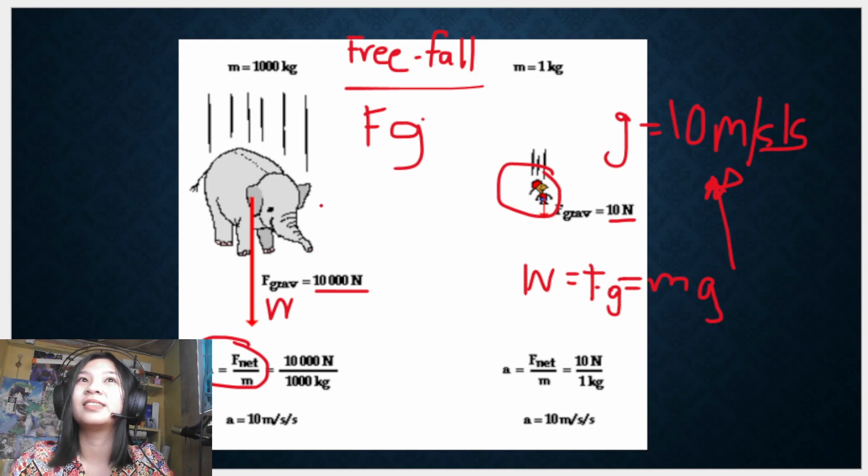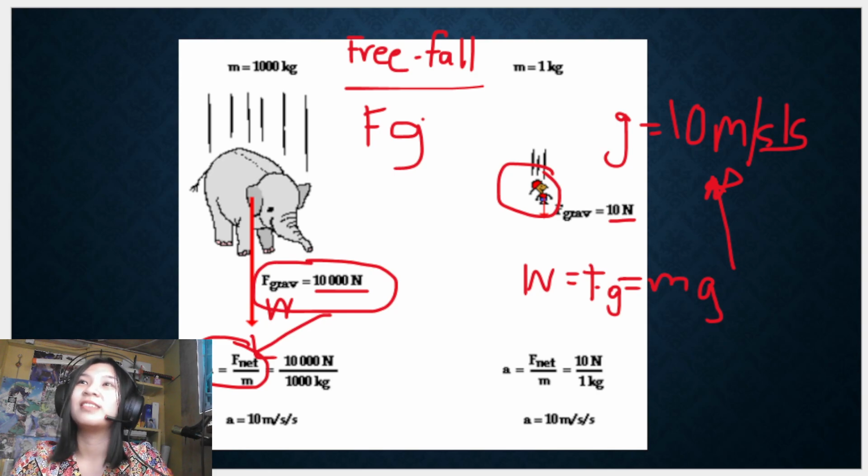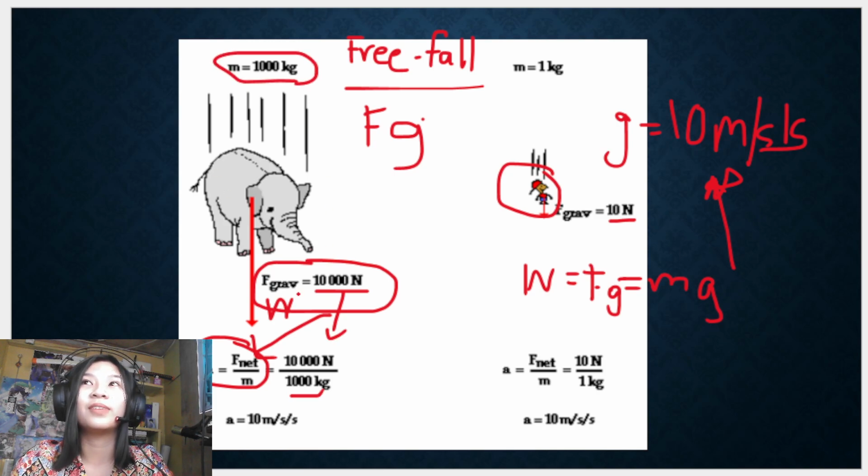So here, since FG has no pair, it itself is our Fnet. Okay? Remember that, if a force has no pair, it means it is Fnet. Okay, I hope that is clear. So that is why the Fnet is 10,000. Then you put the 1,000 kilograms of our elephant. Then 10,000 divided by 1,000 will go back to 10.